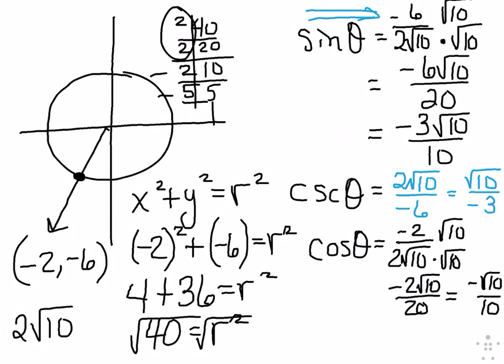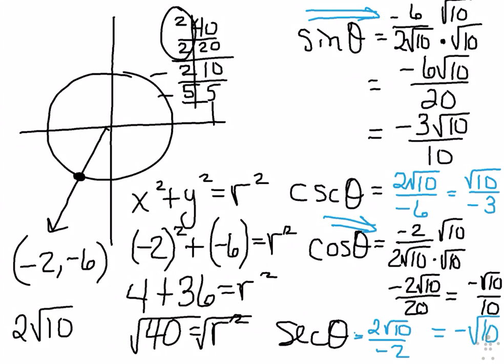The secant, again, if I leave it in blue, flip this one. So you end up with 2 root 10 over -2. The 2s cancel, leaving negative root 10. Now, I know those weren't the most user-friendly problems.